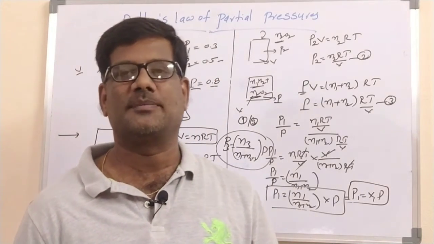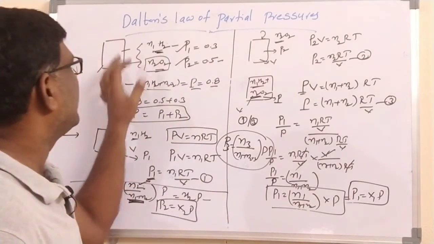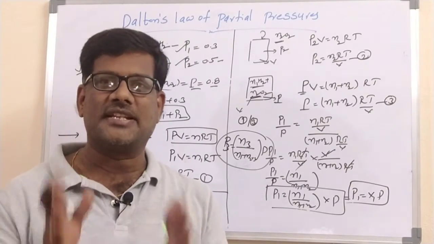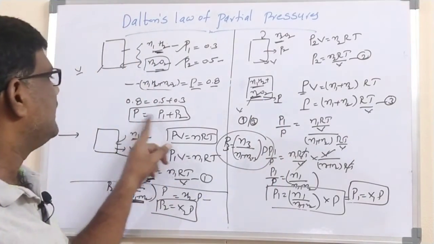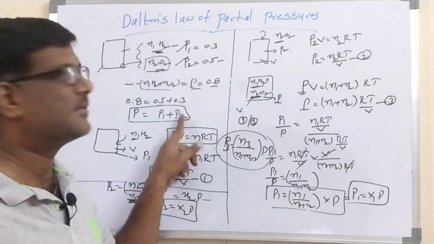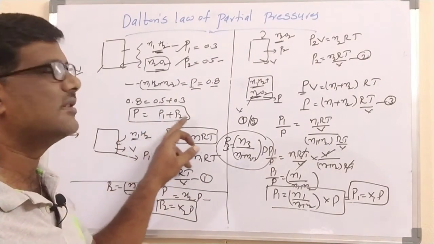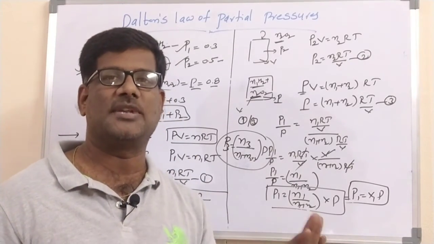Based on this you will get the problems. Tomorrow I will give you the problems video. Once again, we will take Dalton's law of partial pressure. What is Dalton's law of partial pressure? The pressure exerted by the mixture of gases is equal to the sum of the individual pressures. Each individual pressure is called the partial pressure. If 2 gases are there, P is equal to P1 plus P2. If 3 gases are there, P is equal to P1 plus P2 plus P3.